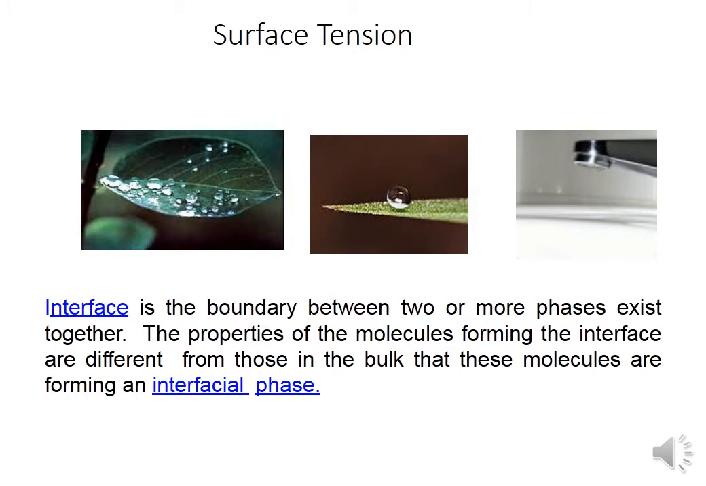Next one, we will go for surface tension. An interface is the boundary where two or more phases exist together. The properties of the molecules forming the interface are different from those in the bulk, that is, the molecules forming the interfacial phase. We'll explain.